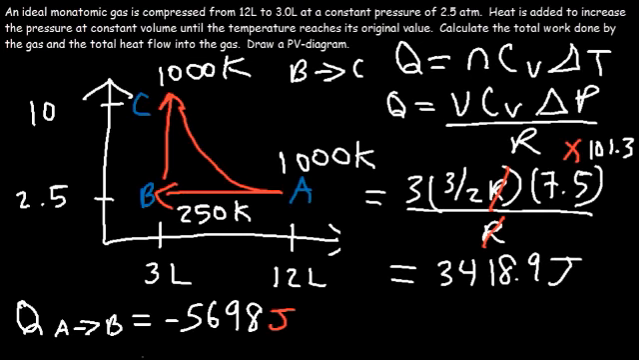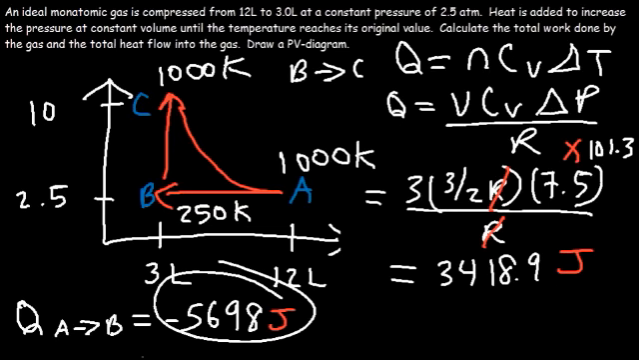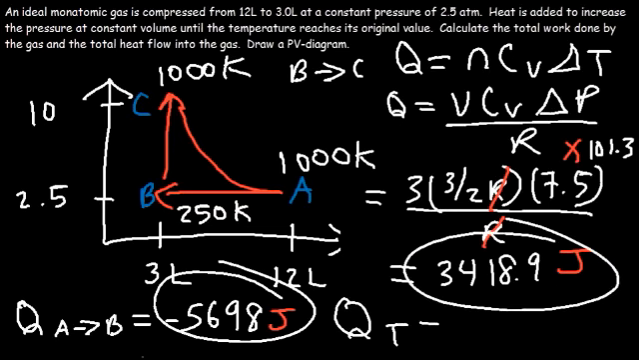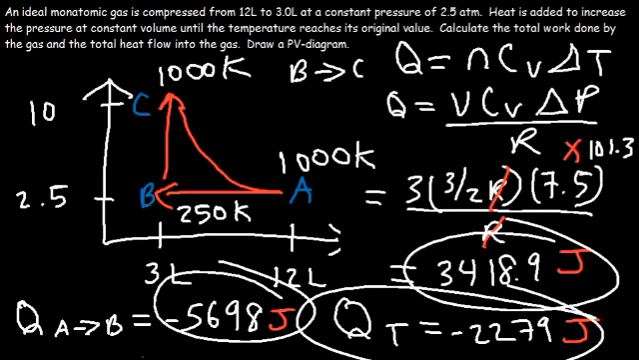So this is equal to 3,418.9 joules. Now, to calculate the total heat, which we said was negative 2279 joules, we could simply add the heat absorbed or released by processes A to B and B to C. So if we take negative 5,698 and add it to 3418.9, this will give you negative 2279 joules, which is the same answer that we had before. But now you know how to calculate the heat energy absorbed or released during an isobaric process and an isochoric process.